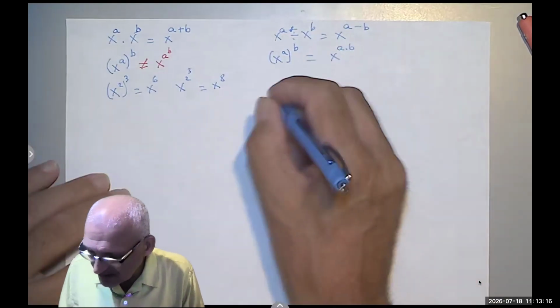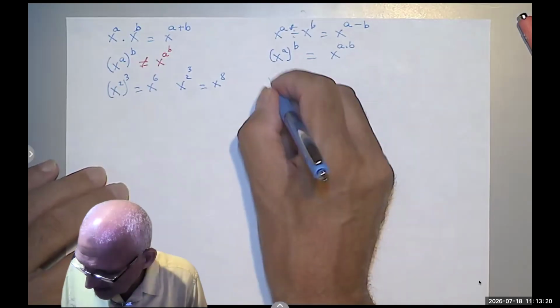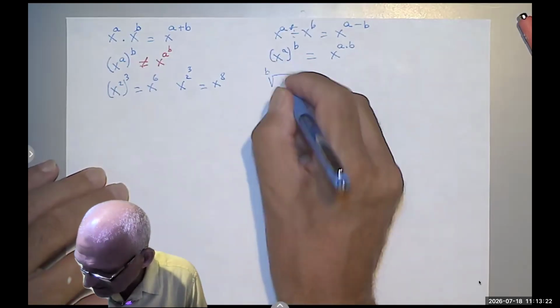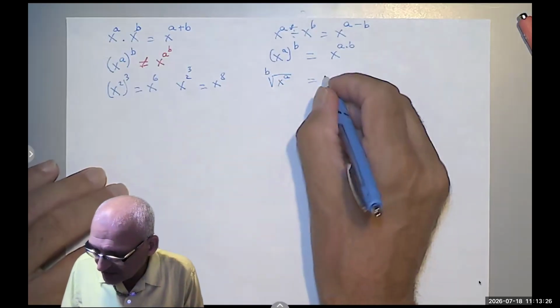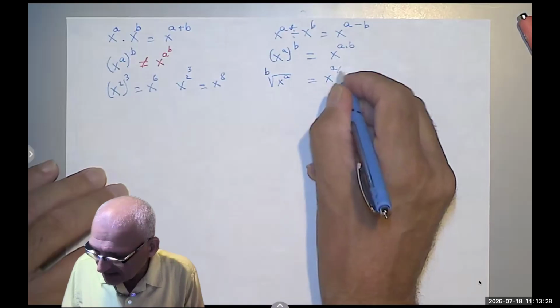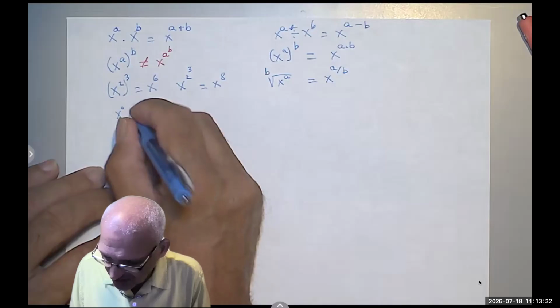And of course, the opposite of exponent is the radical. So if I have the bth radical of x to the a, again, this was multiplication, so that would become division, a divided by b. We also said that x to the 0 equals 1.